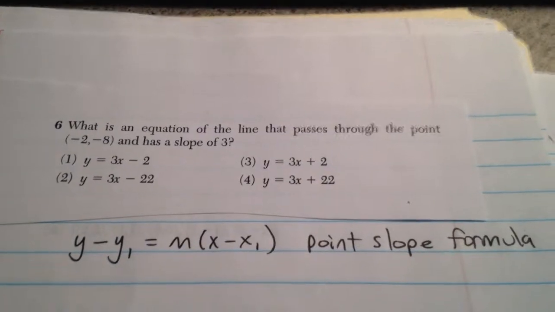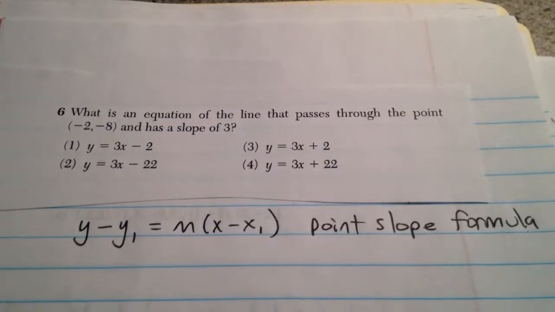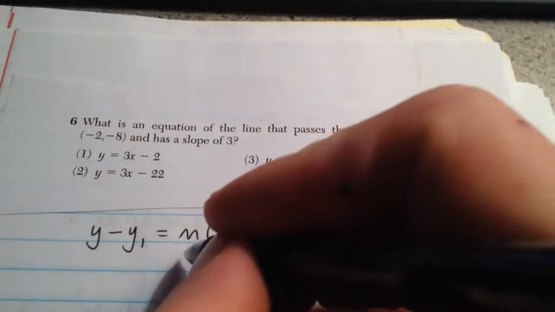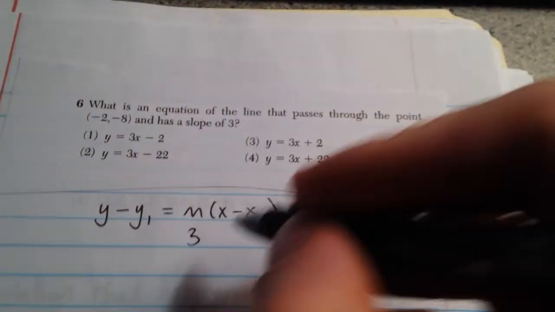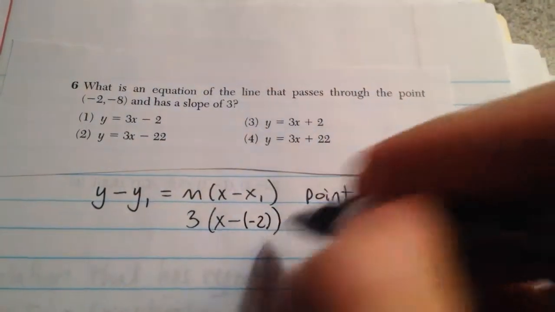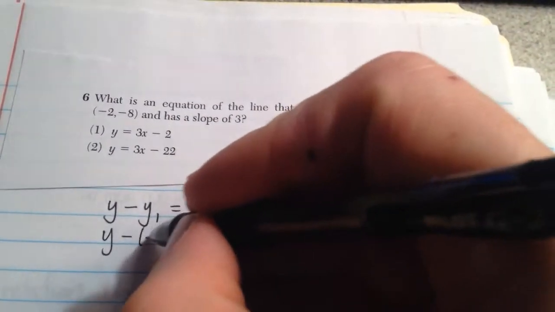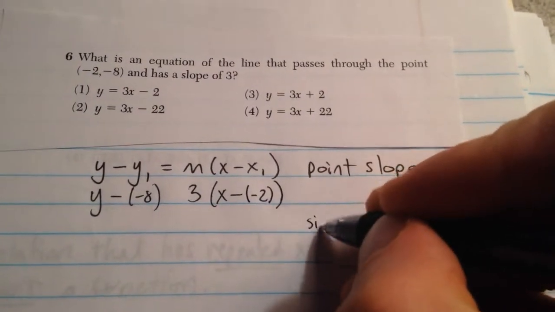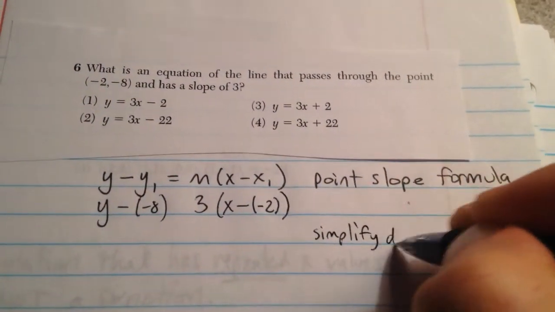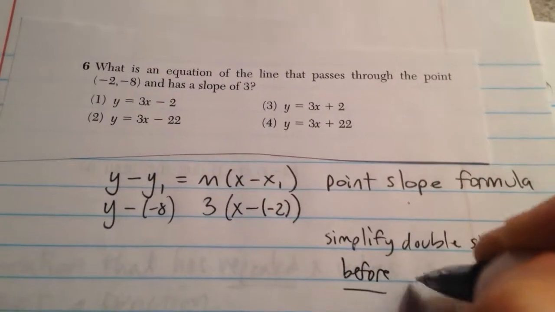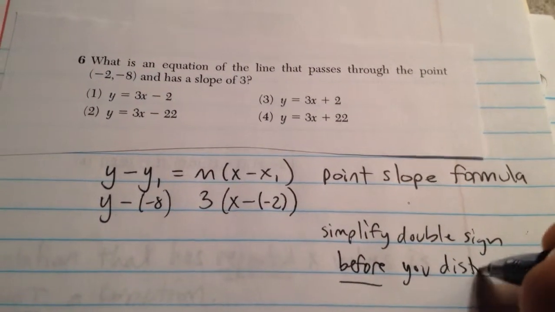Number 6, they're asking you to find the equation of a line that passes through the point -2, -8 and has a slope of 3. So what we're going to do is use the point-slope formula. I'm going to plug my slope in for m. I am going to plug my x value of -2 in this location. And I am going to plug in my y value of -8 in this location. Remember to simplify the double sign before you distribute.